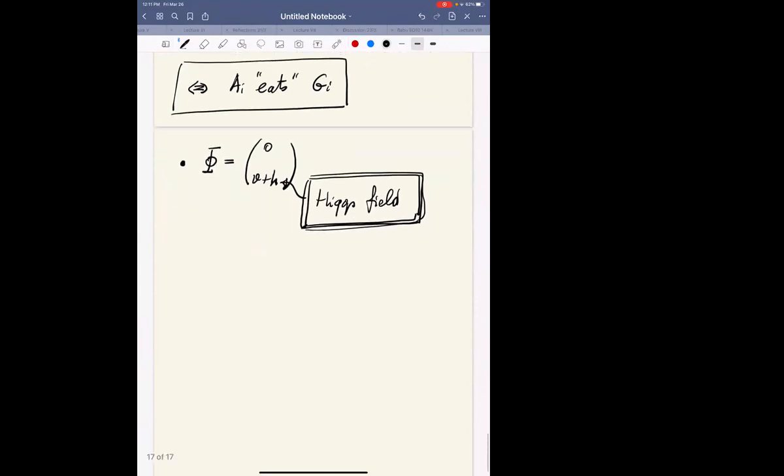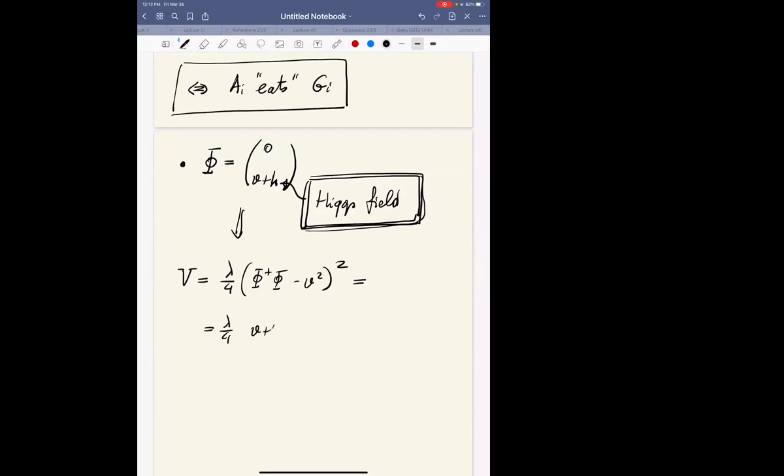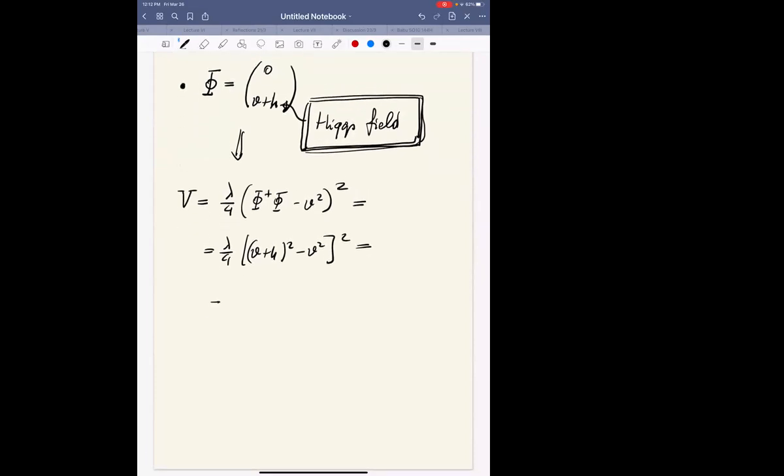Look, if this is the field which is physical, I can also check now what it means. Let me write the potential. It's phi dagger phi. And I just rotate the fields, I use the gauge symmetry. This is (v + h) squared minus v squared, everything squared. There is a quartic term.